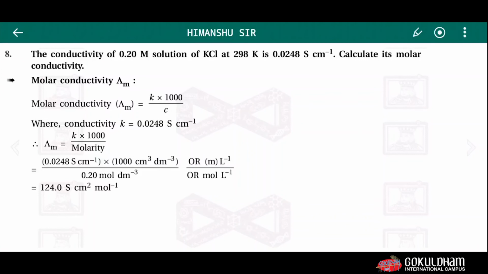The K is known as kappa, and that kappa is 0.0248, which is given in the example. So we can directly put that value: lambda m is equal to 0.0248 into 1000 upon the concentration, or you can say molarity, which is given to you, that is 0.20 molar. So your answer is 124.0, and your unit will be Siemens centimeter square per mole.